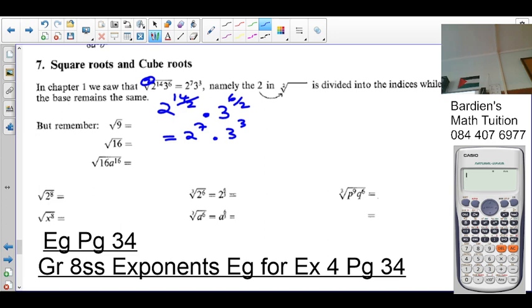Namely, the 2 in the square root is divided by the indices. Another word for indices is the exponent, while the base remains the same. Can you see that? So if we have, say, the cube root of 8 to the exponent 12, for argument's sake, then although the cube root of 8 is 2, I would leave it as 8 and 12 divided by 3, which is 8 to the exponent 4. Okay, that is basically the rule. Any confusion thus far? No.